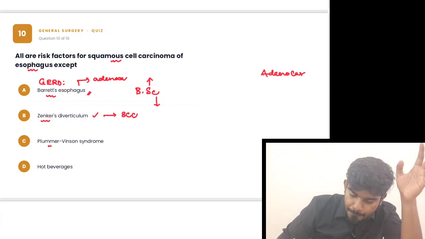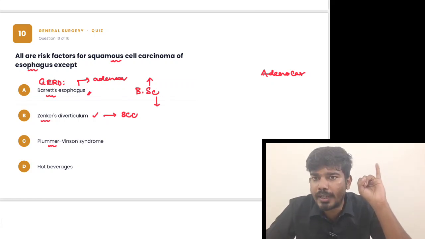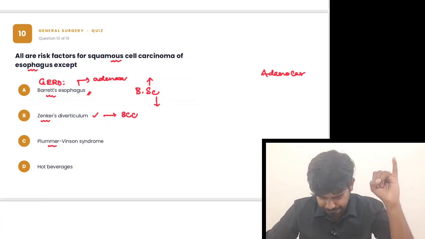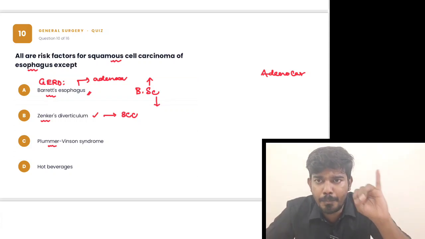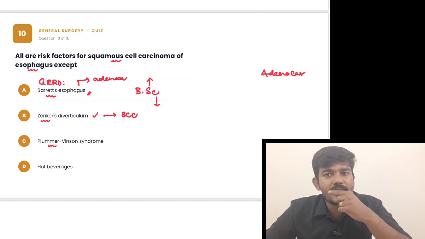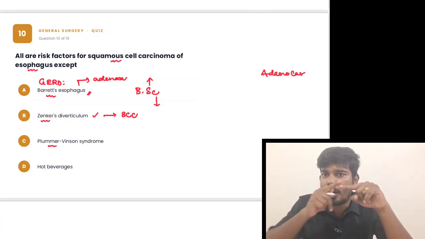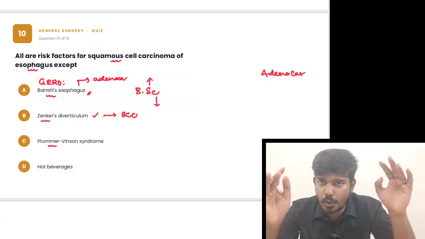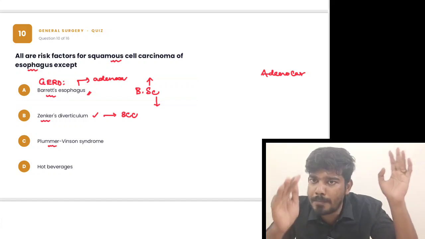Then there is Plummer-Vinson syndrome. What is Plummer-Vinson syndrome? There is a post-cricoid web. Where is it? It is in the upper one third of the esophagus. Dysphagia because of the post-cricoid web, number one. Then there will be glossitis. Okay, glossitis will be there. Then number 3, there will be koilonychia. These are features of Plummer-Vinson syndrome. If Plummer-Vinson syndrome undergoes malignancy, it is most commonly squamous cell carcinoma.